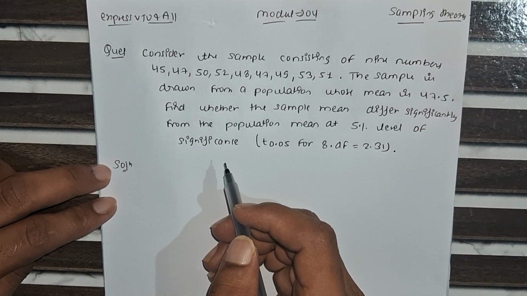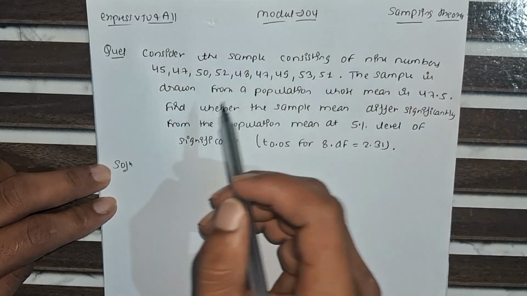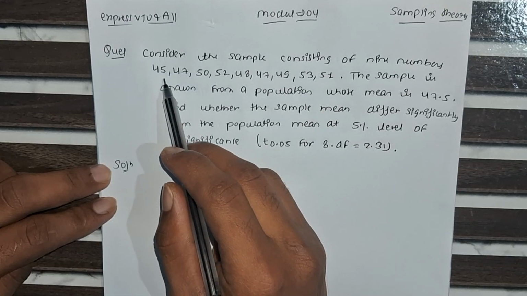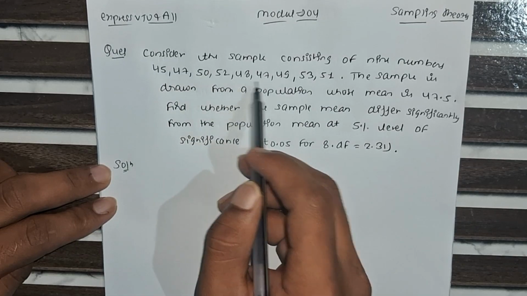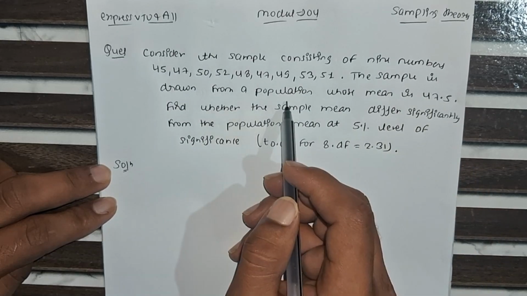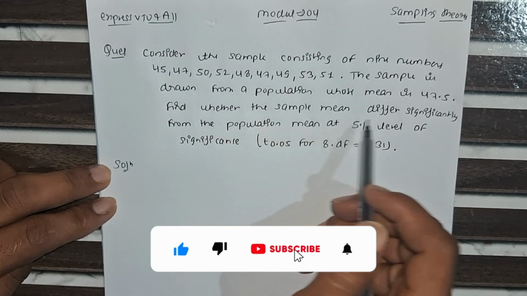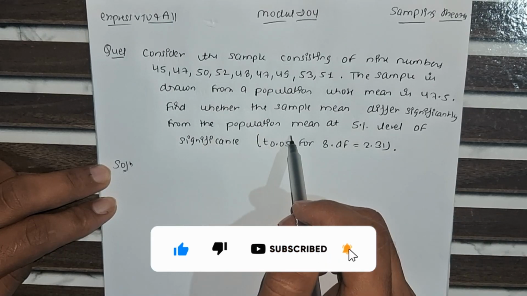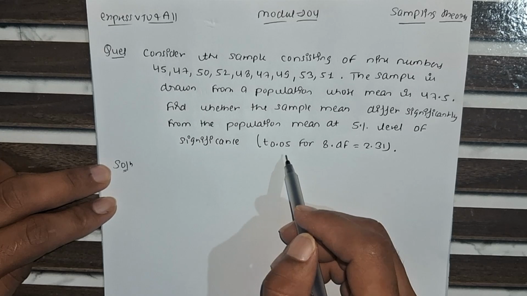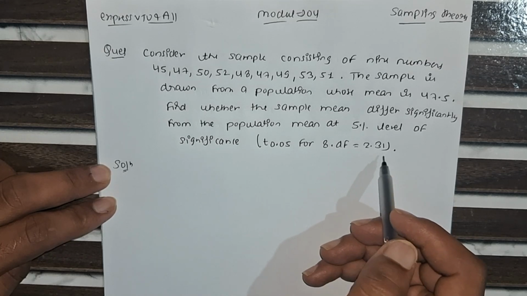In this video, we are going to solve a very important problem from module 4, sampling theory. The question is: consider the sample consisting of 9 numbers: 45, 47, 50, 52, 48, 47, 49, 53, 51. The sample is drawn from a population whose mean is 47.5. Find whether the sample mean differs significantly from the population mean at 5% level of significance. This is a table value which is given at 0.05 for 8, where 8 is the degree of freedom, which equals 2.31.